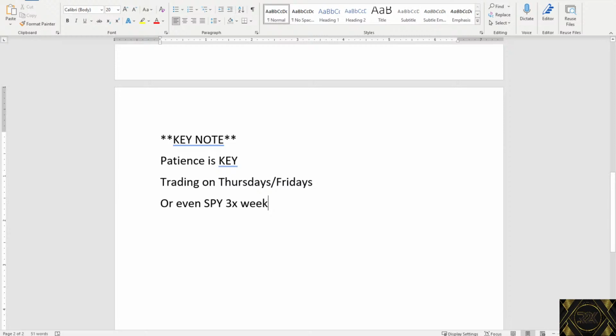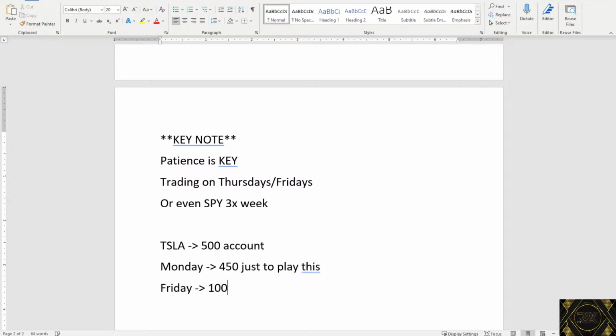So obviously, let's put this into perspective. If you're trying to trade something like Tesla, and you have a $500 account, then if you want to trade this on a Monday, you're probably going to be going in with like $450 just to play this. But if you trade it on a Friday, then you can most likely go in with like $100 to play it. So that's the whole theory behind this: as you progress throughout the week, the premiums are going to get cheaper, you're going to have quicker moves, and you're going to be able to use that a lot more.